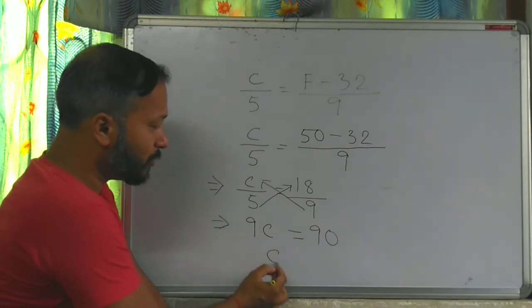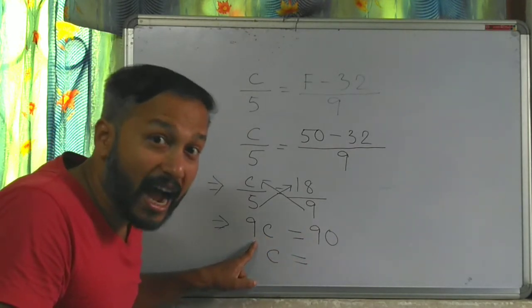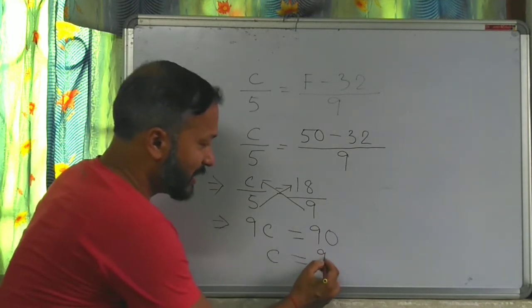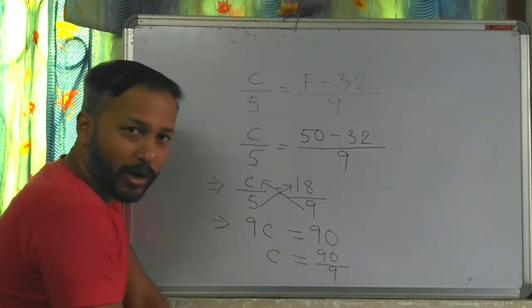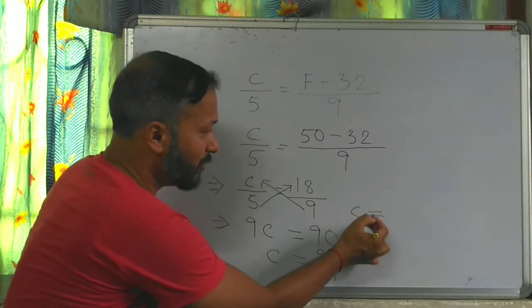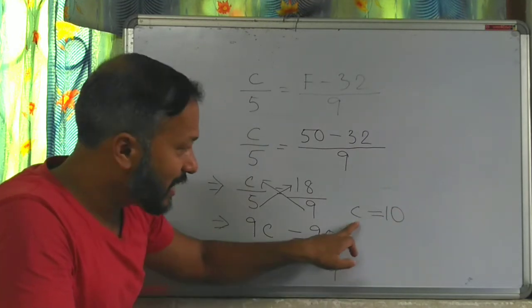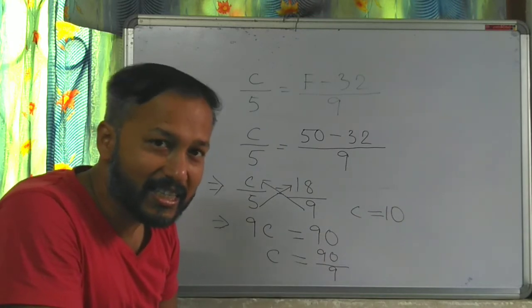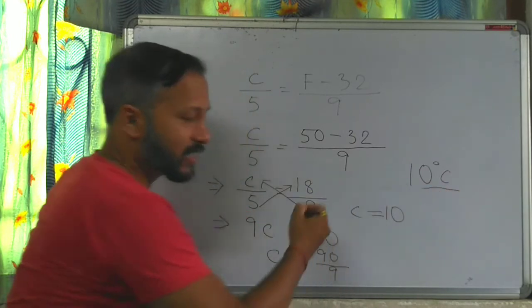So C equals, I told you, with C what number is there? 9. So 9 will come down. So 90 by 9. Divide it. What are you getting? C equals 10. So what is the temperature in Celsius? The temperature in Celsius is 10 degrees Celsius. So the answer is 10 degrees Celsius.